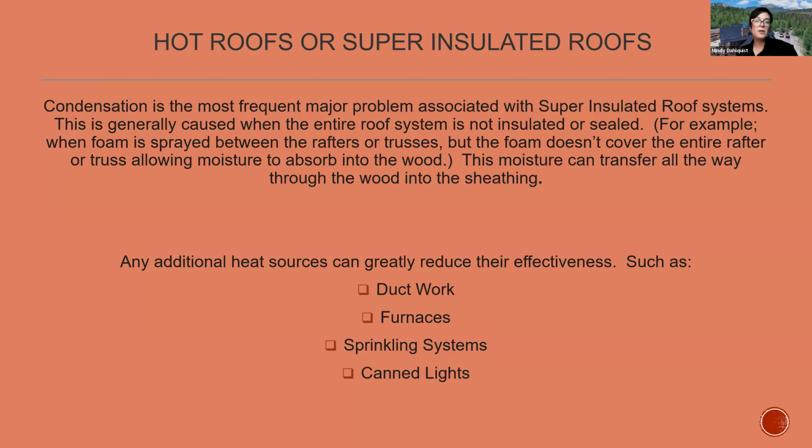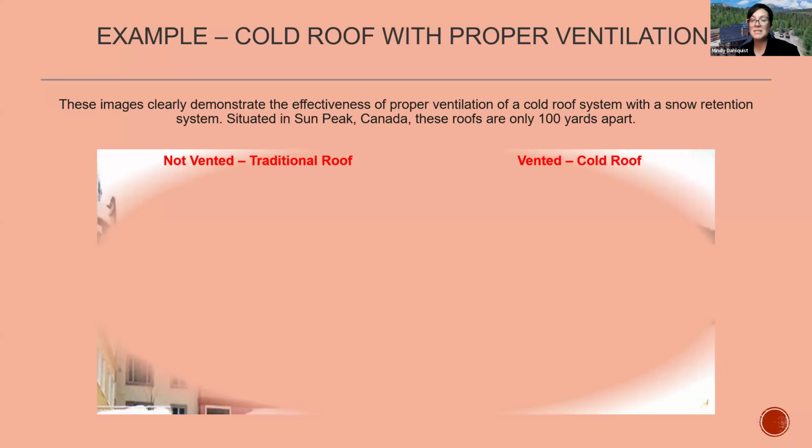If you're spraying foam between the rafters and trusses, but not covering that entire rafter or truss, it can allow moisture to absorb into the wood, and that moisture can transfer all the way through that wood into the sheathing and rot the roof out before you ever even know you have a problem. Any additional heat sources that cause moisture can also reduce their effectiveness, such as ductwork, furnacing systems, sprinkling systems, canned lights, all of those good things.